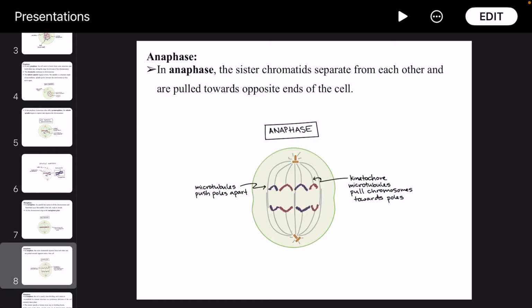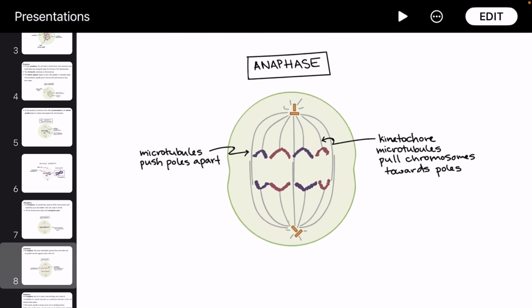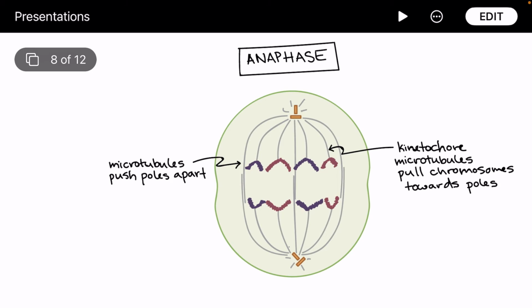Anaphase. In the anaphase, the sister chromatids separate from each other and are pulled toward opposite ends of the cell. Kinetochore microtubules pull chromosomes toward the poles. The poles, meaning the opposite ends, the top and the bottom. Microtubules push the poles apart, to each side, top and bottom.